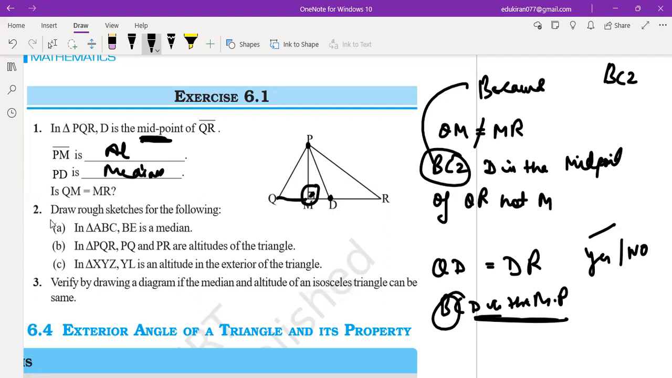Now for this one, you have to make a rough sketch. You will draw these three, then I will tell you how to draw this. Ma'am, that is the sign of a triangle, right? Yes, this is the sign of a triangle. So instead of writing the triangle sign, you make a triangle and label A, B, C. Clear? Okay.